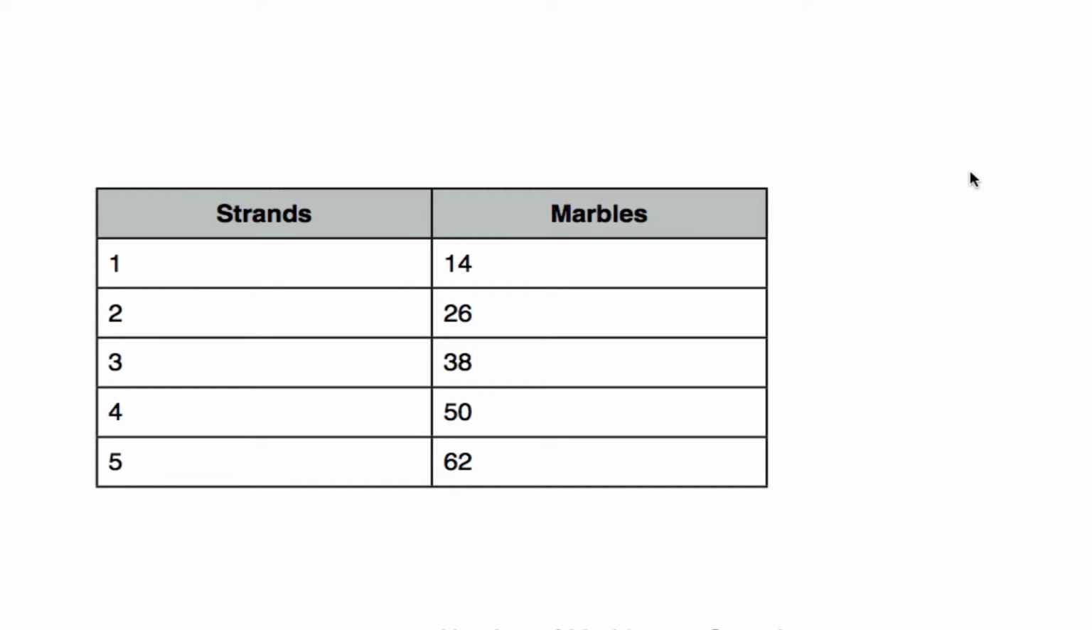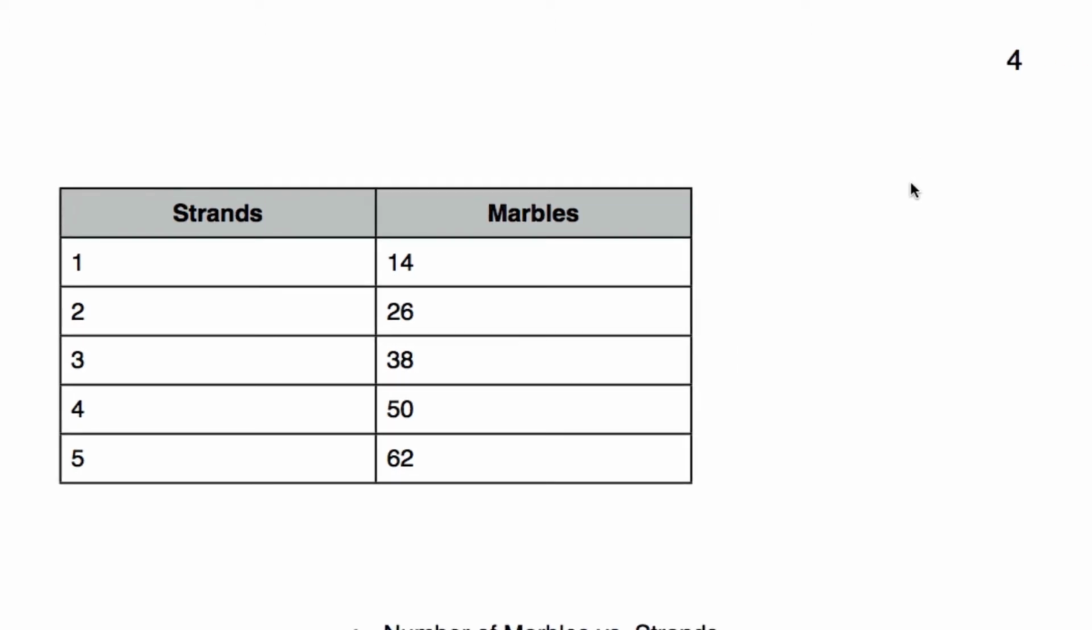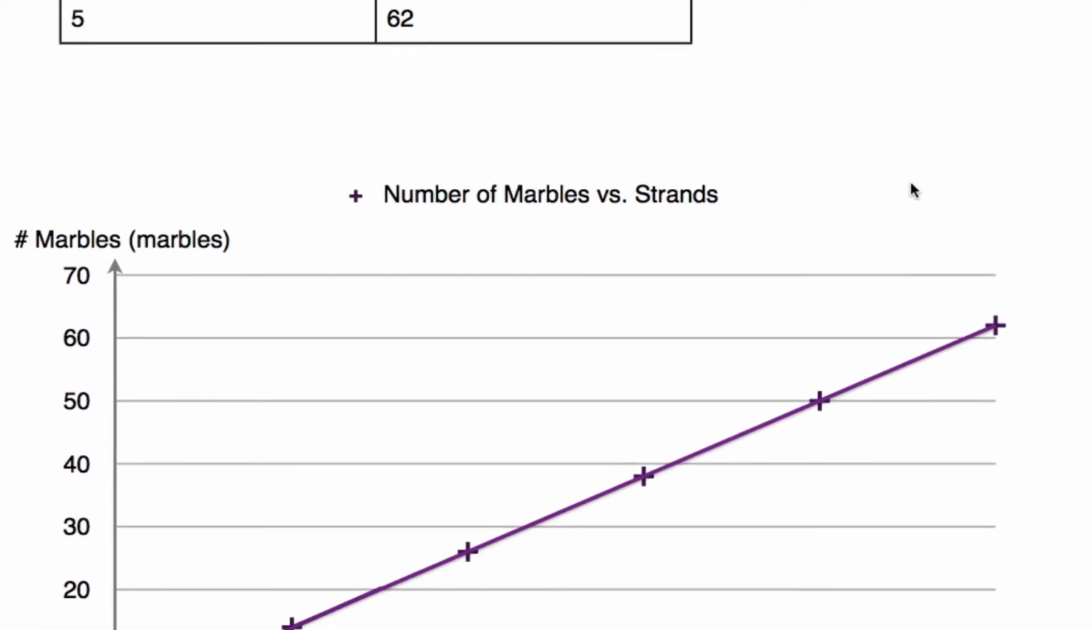In graphing, we always make sure the left-hand column right here is the independent variable, and we always make sure that the right-hand column is the dependent variable. In short, the independent variable is the one that we vary and we know what it is at all times. And the right-hand column, the dependent variable, is the one that we're trying to find out. We're not sure what it is, and it depends on the value of the independent variable. We always plot these and we get a graph.